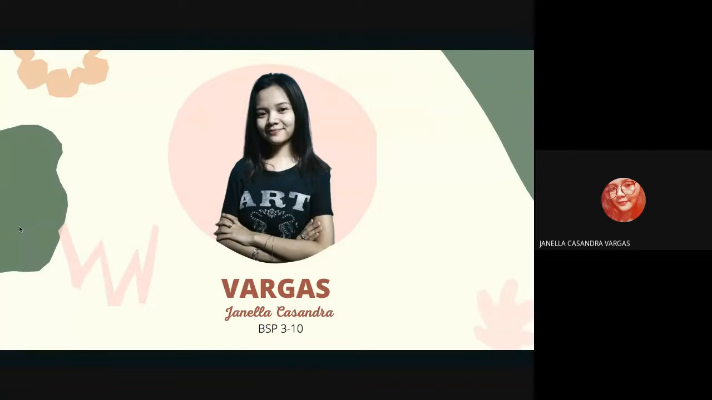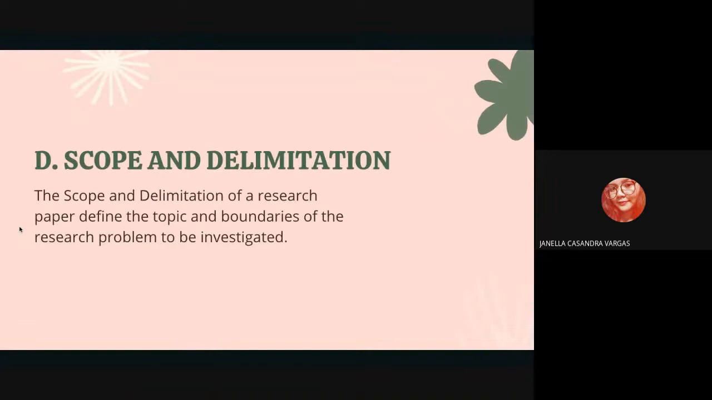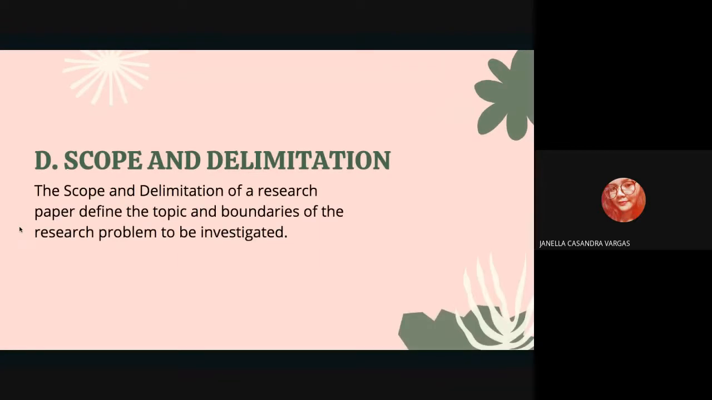Hi, this is Janela Cassandra Vargas, and I'm here to discuss the continuation about the other four parts of chapter 1 of doing an experimental research. Now let us move on to the scope and delimitation. The main purpose or the aim of stating the scope and delimitation of a study is to define the topic and the boundaries of the research problem to be investigated.